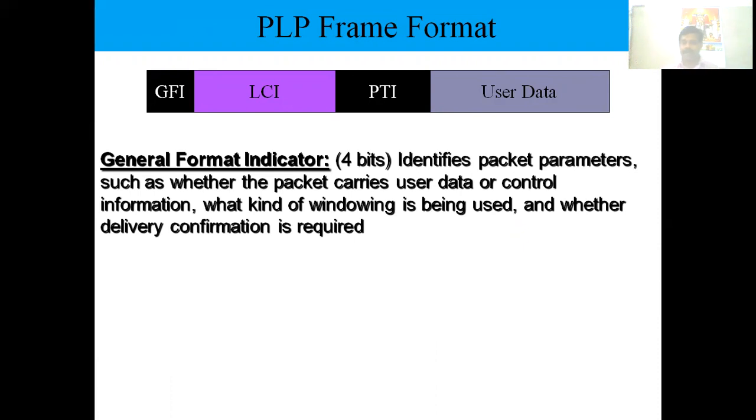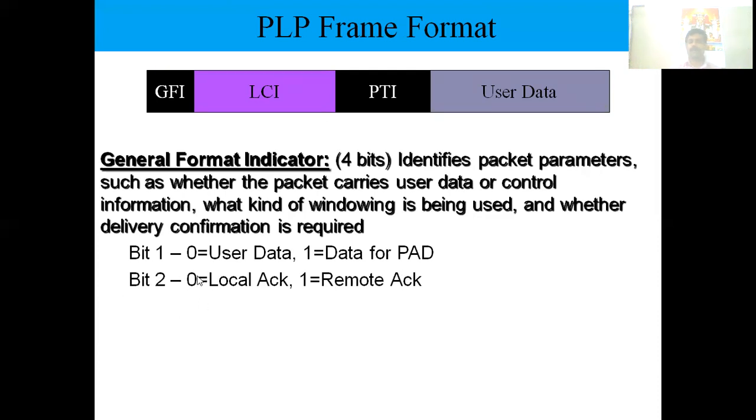What is the general format indicator? It is a 4-bit field and it gives information about whether the packet is carrying user data or control information, what type of windowing is used, and whether delivery confirmation is required. If the first bit is 0, then it is user data. If the first bit is 1, it is the data for packet assembling and deassembling. If bit 2 is 0, then it is local acknowledgement, and if bit 2 is 1, that is remote acknowledgement. Local acknowledgement means acknowledgement coming from the near device, and remote acknowledgement means acknowledgement coming from the faraway device.